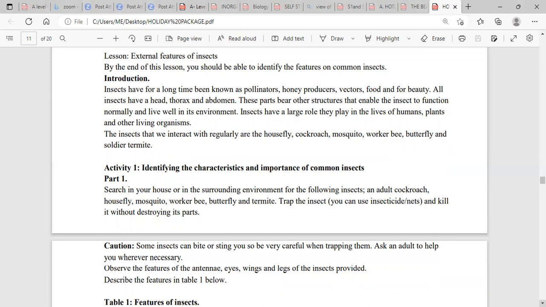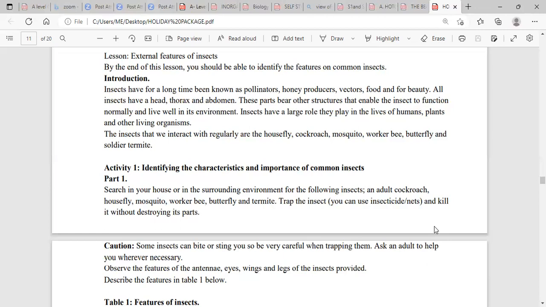You can trap these insects either using insecticide or using nets, and kill them without destroying their parts, because you need to observe these parts to be able to identify the characteristics of these common insects.